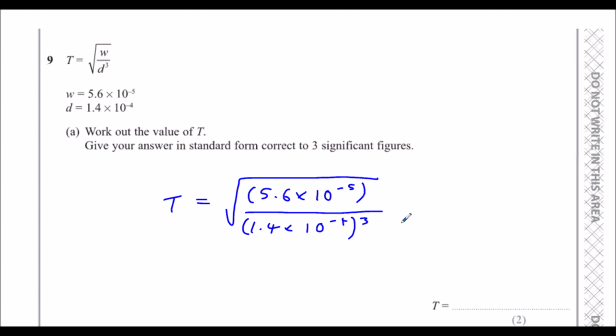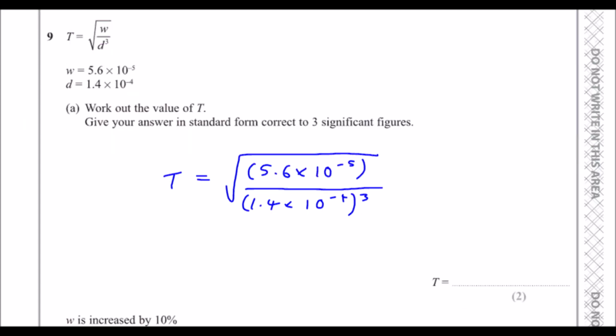Square root button first, then the fraction button. 5.6 times 10 to the power of minus 5 over, open bracket, 1.4 times 10 to the power of minus 4, cubed.